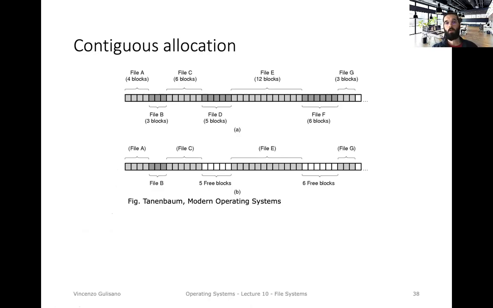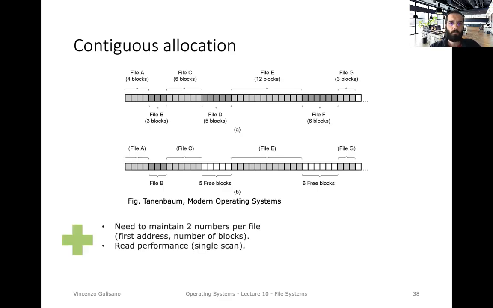So you put, in this case, one file after each other. And if you remove a file, like here, then you leave a hole that can be potentially reused later on by other files if they fit, of course. It's easy to implement. Each file needs to be associated basically with two numbers, the first and the last address, or the first address and the number of blocks.